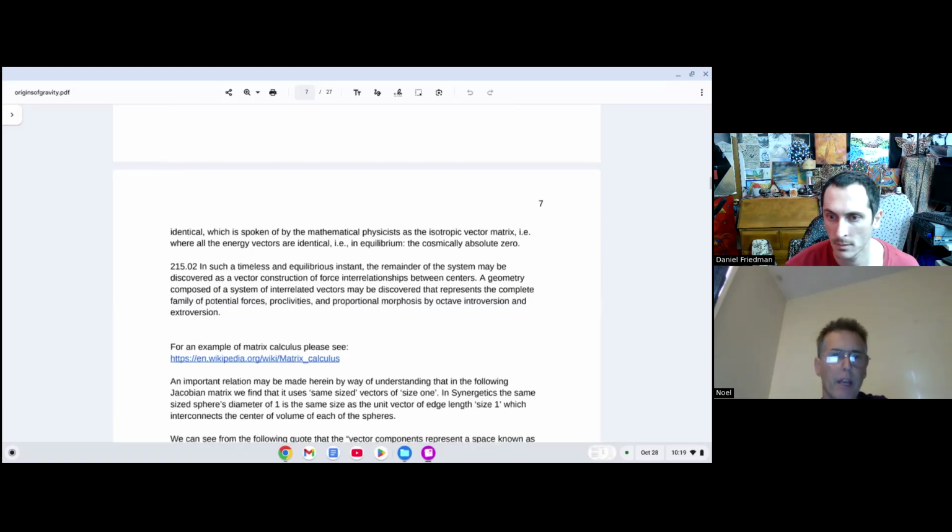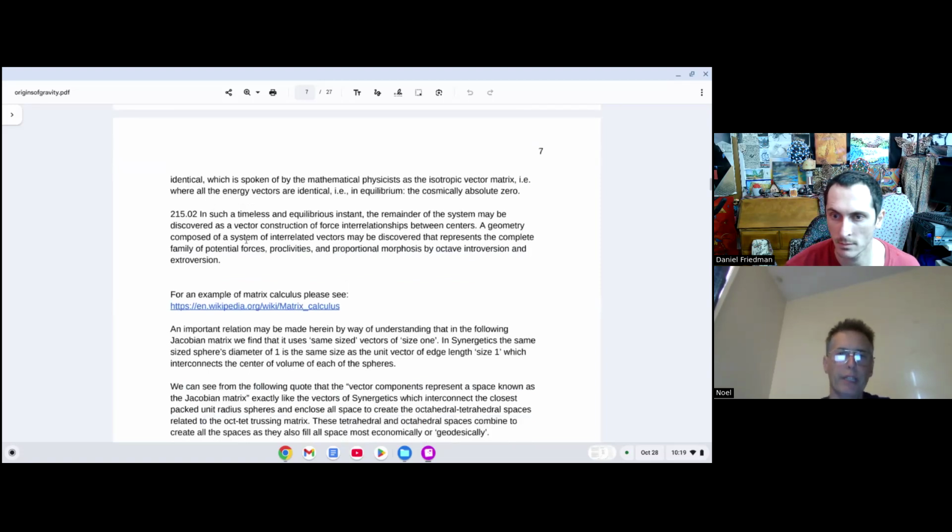He thought, in such a timeless and equilibrious instant, the remainder of the system may be discovered as a vector construction of force interrelationships between centers. A geometry composed of a system of interrelated vectors may be discovered that represents the complete family of potential forces, proclivities, and proportional morphosis by octave introversion and extroversion. I'll explain some of that in a minute.